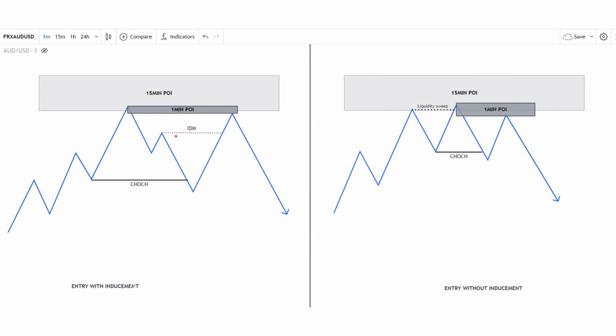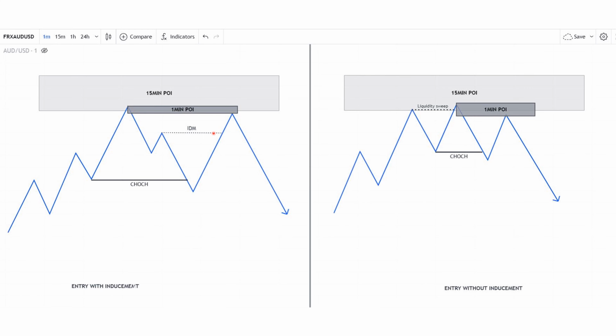If there's inducement here, then you need to wait for this inducement to be taken out for you to take a trade somewhere here. Even on the 1 minute you need to have some sort of a point of interest after inducement has been taken out. Your trade has to be taken after inducement has been taken out. You just don't force a trade. If you don't see a trade setup, leave it.